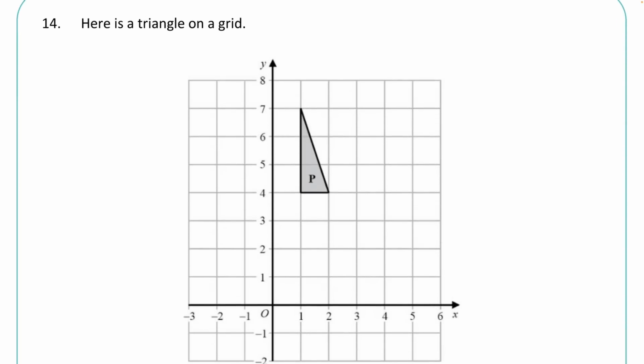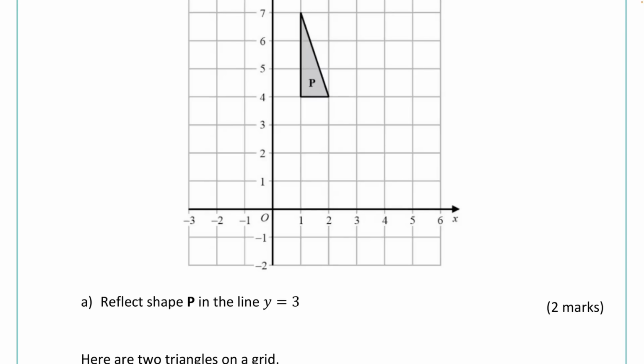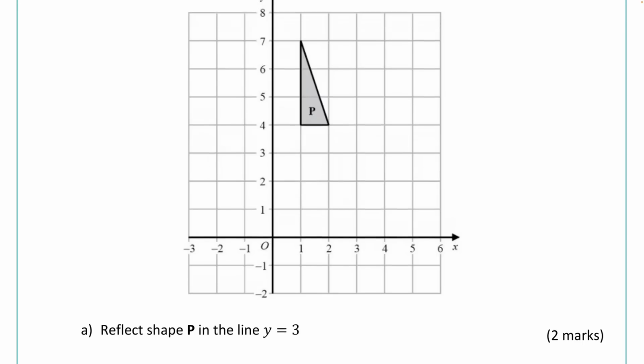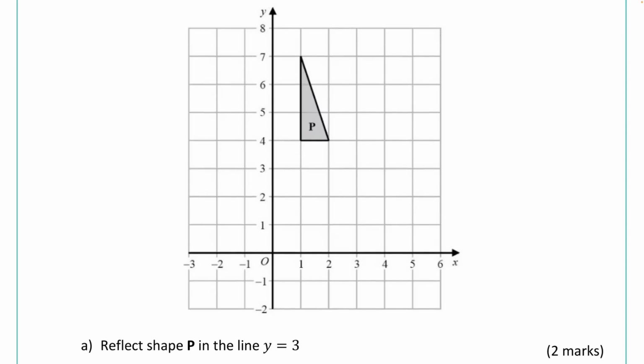We have here a triangle on a grid. Reflect shape P in the line y equals 3. This gives you a massive hint how to find that line because it's labelled on the axes. We have the y-axis, and here is where y is equal to 3. So the y equals 3 line is a reflection line that goes through y equals 3. So there we go, that is our reflection line.